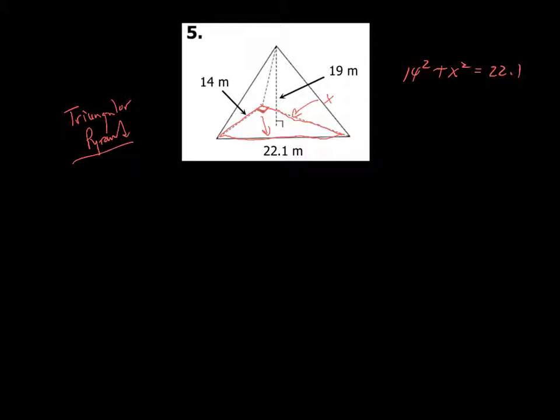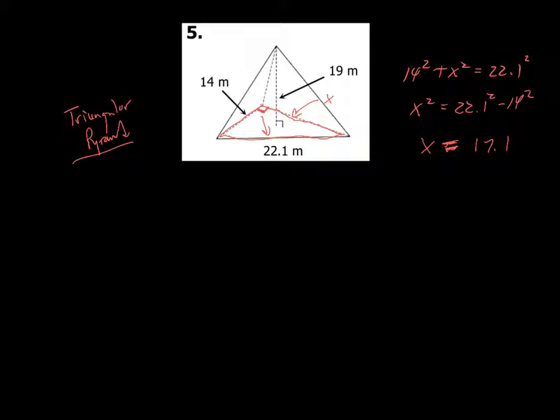As I process this, I'm going to say that x squared is equal to 22.1 squared minus 14 squared. And after I take care of everything and do all of the correct mathematical procedures, I'm going to get that x is equal to 17.1. And actually not approximately, but exactly 17.1.